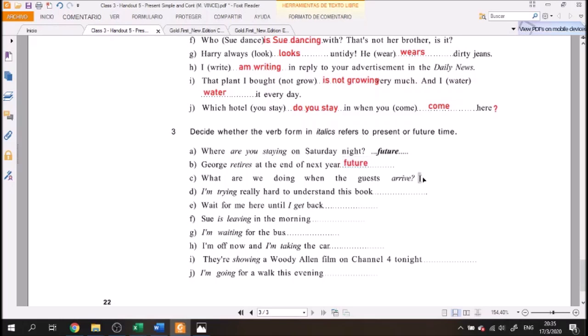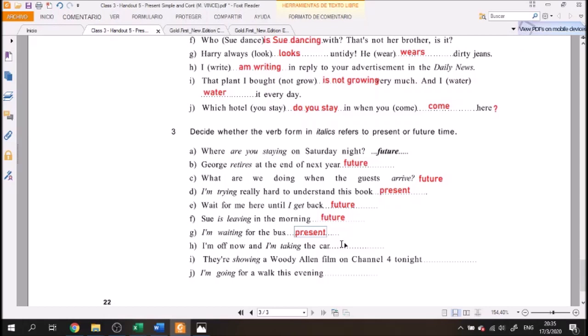What are you doing when the guests arrive? Again, future, they haven't arrived yet. I'm trying really hard to understand this book. But present. E. Wait for me until I get back, meaning I'm not back yet, so future. F. Sue is leaving this morning. She hasn't left yet. This morning, future again. Letter G. I'm waiting for the bus at the moment, right now, present.